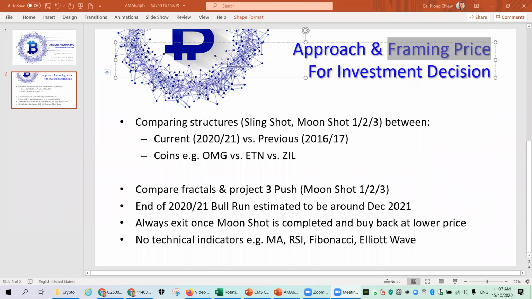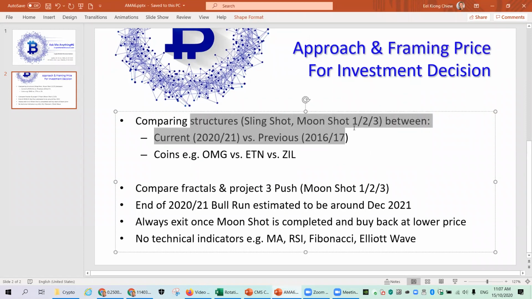Now we're using the market structure. And when I speak about the market structure, it's basically how the price developed from slingshot, moonshot 1, 2, and 3. And that's what the market structure is. Most of the coins go through that structure, especially coins that are mature. If you have coins that are fairly new, unfortunately, we won't be able to help you forecast too much on new coins.